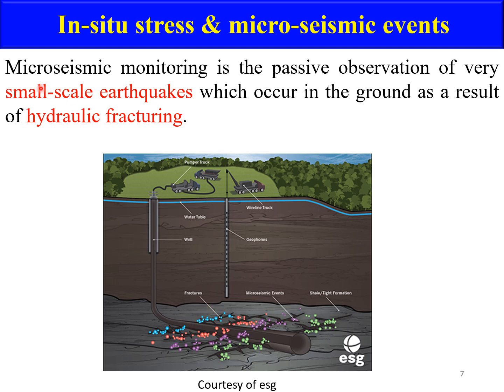We can use microseismic monitoring to observe the hydraulic fracturing. Microseismic monitoring is the passive observation of very small-scale earthquakes, which occur in the ground as a result of hydraulic fracturing. These blue, green, purple, and red balls stand for the locations of small-scale earthquakes, where we have hydraulically produced fractures.